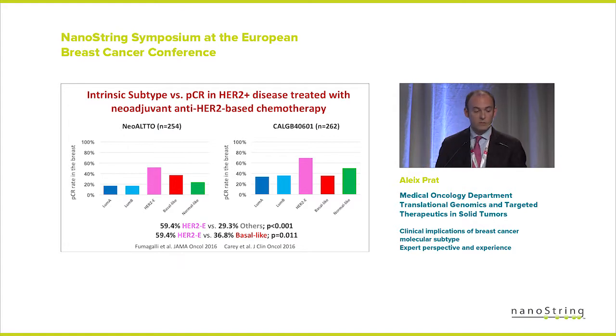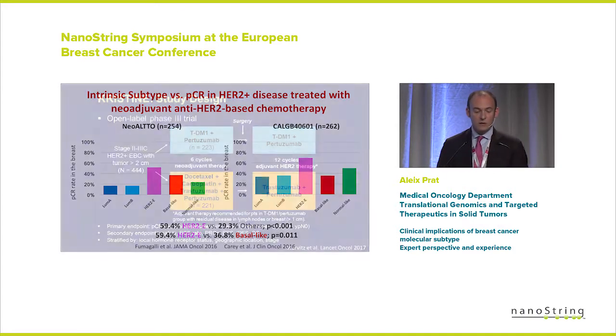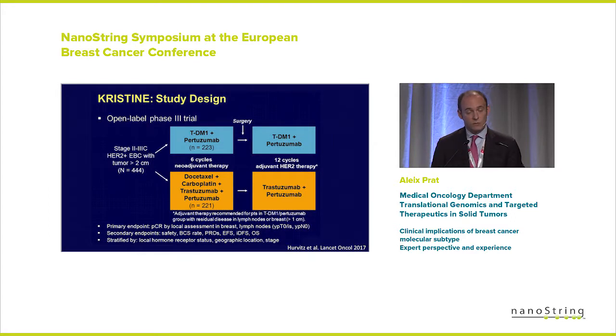And this has been shown here in 2 retrospective analyses of 2 prospective trials, the NeoALTTO and the CALGB. These are 2 very similar studies with taxane, trastuzumab, and the addition of lapatinib. Similar picture, and the pCR rate in the HER2-enriched overall was almost 60%, whereas in the others it was 29%. And even the difference between HER2-enriched and basal here was significant, which I think is quite interesting, despite all these tumors in general being hormone receptor negative. So this is in the context of chemo, and this was already published.